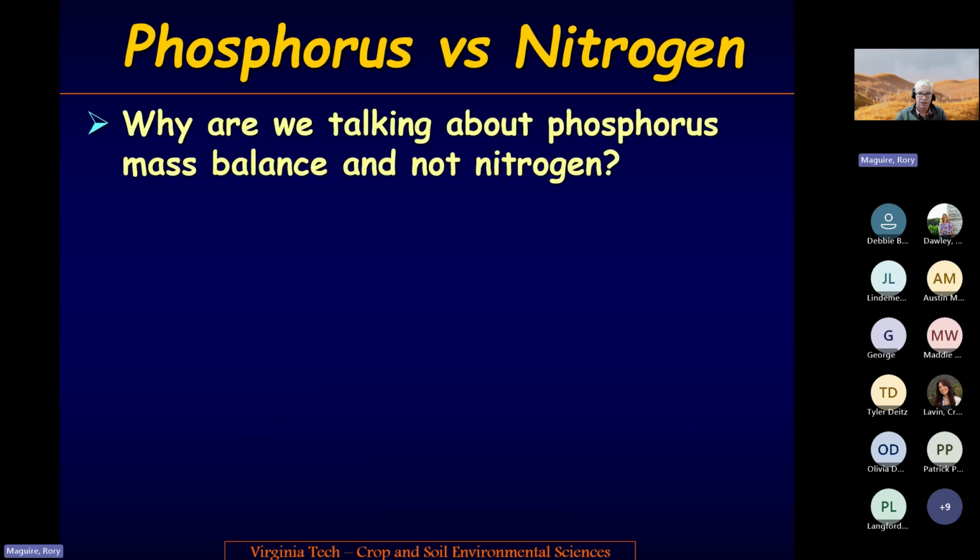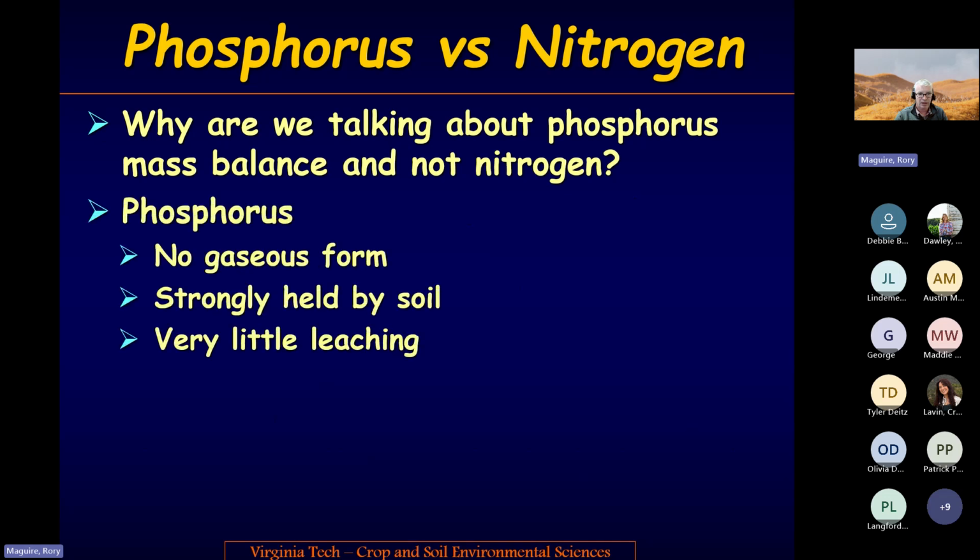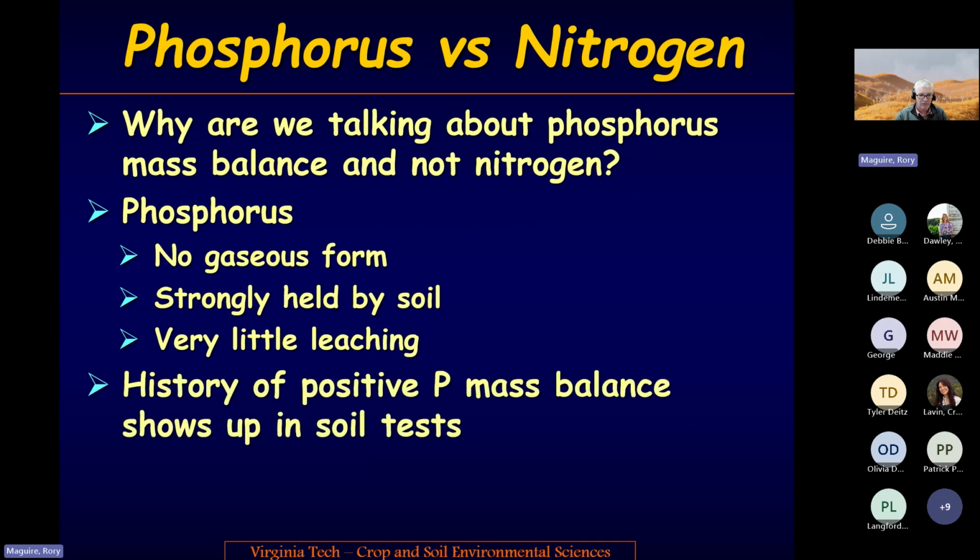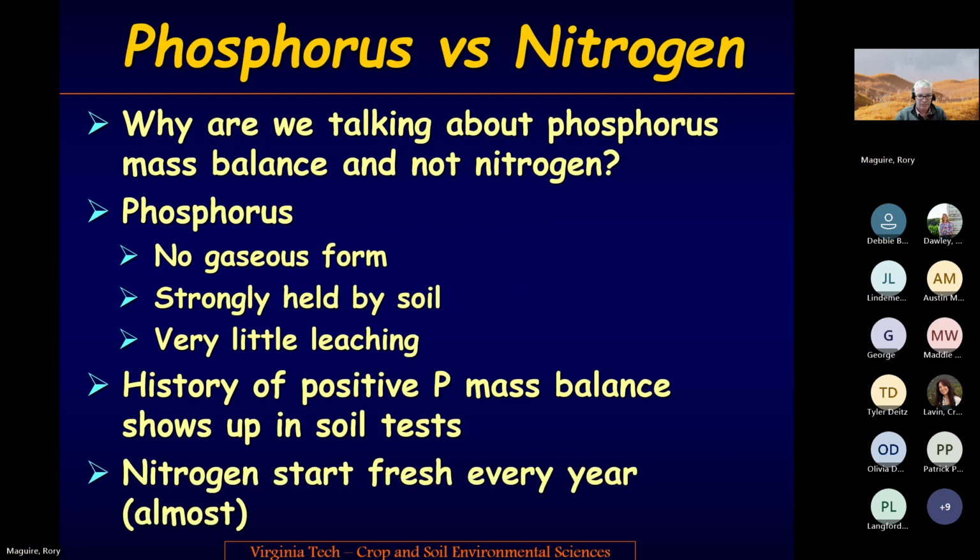Again, phosphorus versus nitrogen. We talked about this a little bit in the first talk. Why are we talking about phosphorus mass balance and not nitrogen? Phosphorus, if it goes into a farm, it ends up in the soil. There's no gaseous form. If you apply it to the soil, it stays there, and there's very little leaching. Whereas history of over-application of phosphorus shows up in elevated soil test levels.